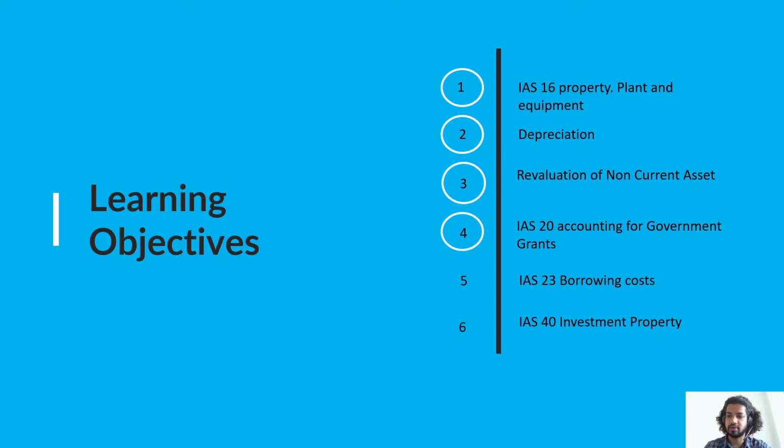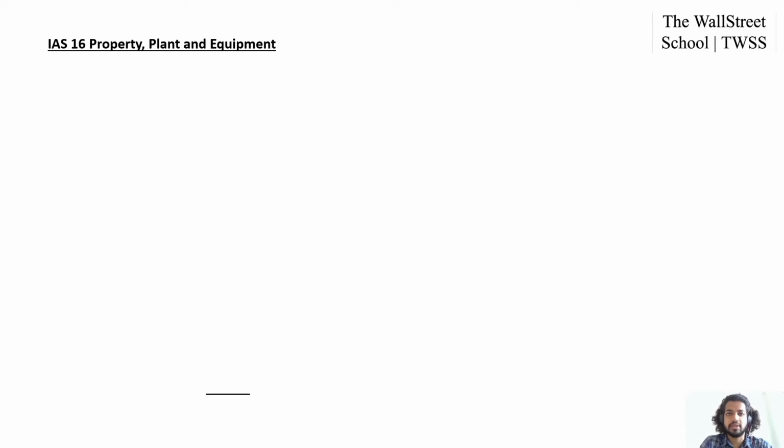Then we will discuss about any government grants that the organization received towards their non-current assets under IAS 20. Then we will discuss about IAS 23 borrowing cost. How do we capitalize? When do we capitalize the borrowing cost incurred for purchasing non-current assets? Then we will discuss IAS 40 investment property. All right, so let's begin.